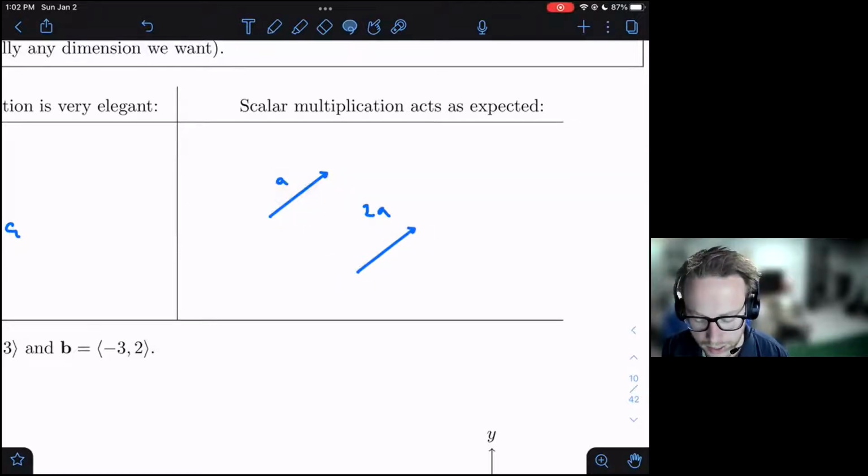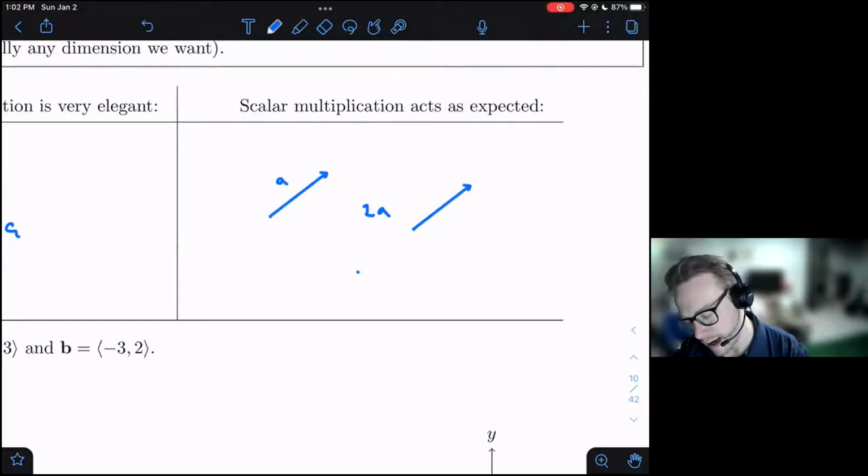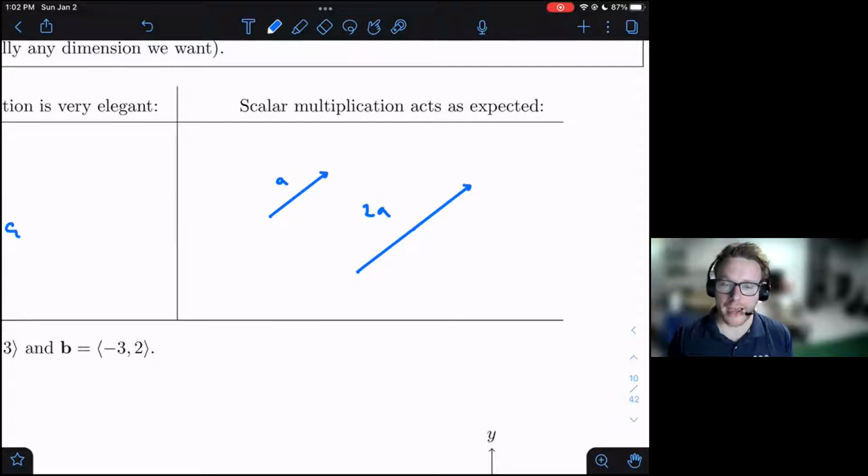So I'm going to do one copy, and I would do a second copy here. And this right here would be 2A. I kind of ruined it, but that right there is 2A. Likewise, 3A would just be a copy in the same direction as the original vector A, but it's just been scaled. So it gets longer.